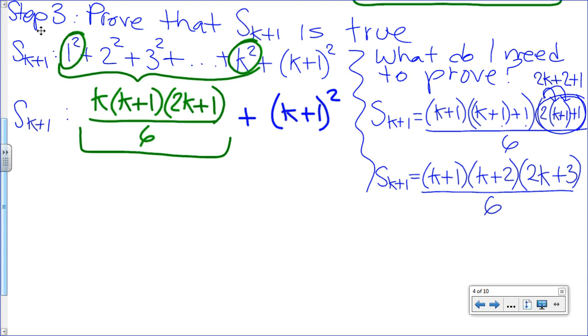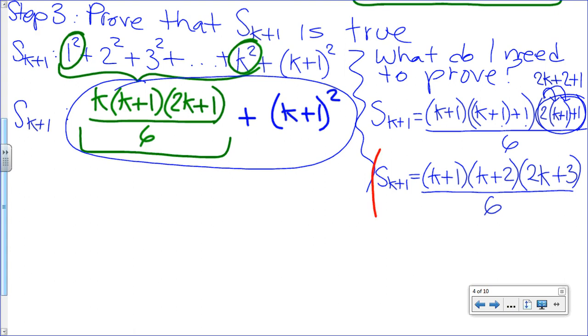So we need to make the statement that we have here look like this one here. So it's almost like proving an identity.